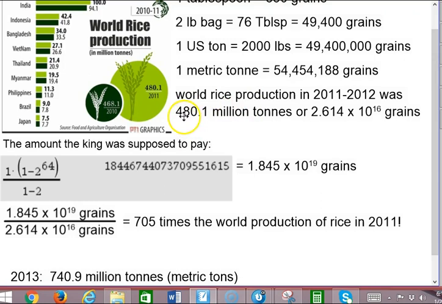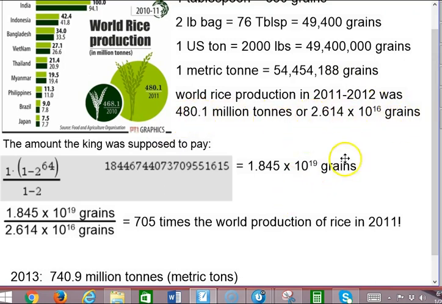It was in metric tons, 480.1 million metric tons. It's spelled differently. So I had to convert from a U.S. ton to a metric ton, which I found out how to do online. So a metric ton has 54,454,188 grains. That means 480.1 million tons is this many grains of rice.